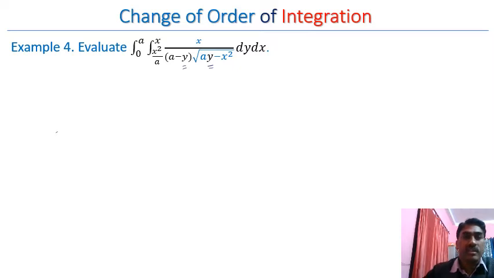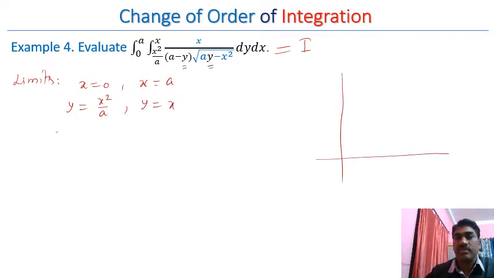So first we write the limits. Let us assign this integral a name I. The limits are x is equal to 0, x is equal to a, then y is equal to x square by a, and y is equal to x. These are the limits. Draw the graph. This is the x-axis and y-axis, and the y-axis itself is x is equal to 0. Take a point a comma 0. This vertical line, parallel to the y-axis, is named x is equal to a.